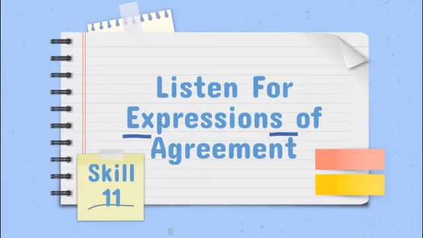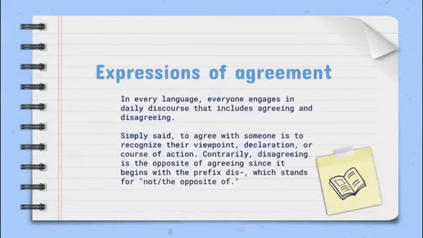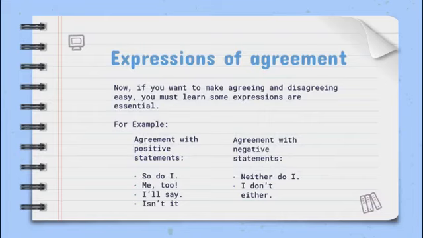Skill 11. Listen for expressions of agreement. In every language, everyone engages in daily discourse that includes agreeing and disagreeing. Simply said, to agree with someone is to recognize their viewpoint, declaration, or course of action. Contrarily, disagreeing is the opposite of agreeing since it begins with the prefix dis, which stands for not, the opposite of. Now, if you want to make agreeing and disagreeing easy, you must learn some essential expressions.